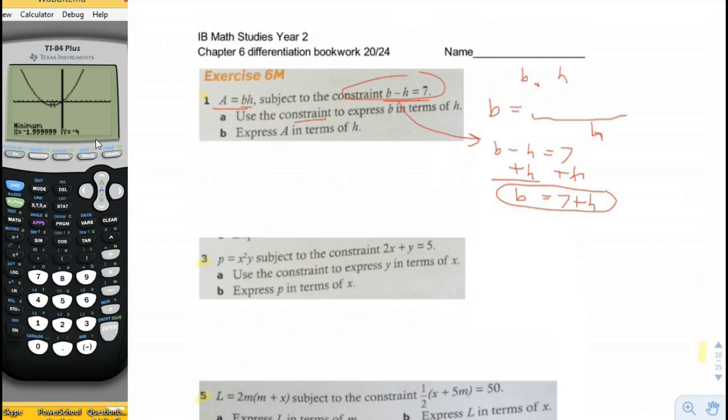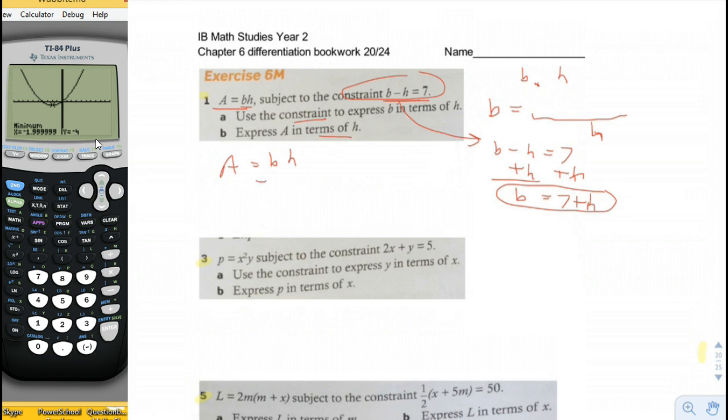And that's the first step to making an area equation with only one variable. B, it says express A in terms of h. So we have A equals BH. A is in terms of B, and it's in terms of h also. We need to get it so this is in terms of only one variable, and it says to have that variable be h.